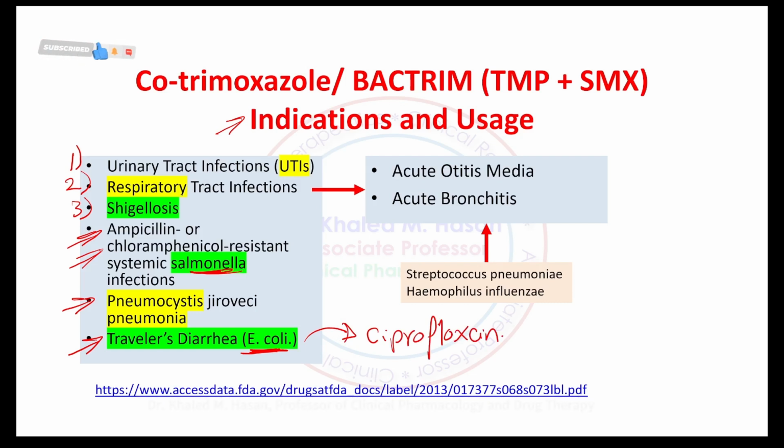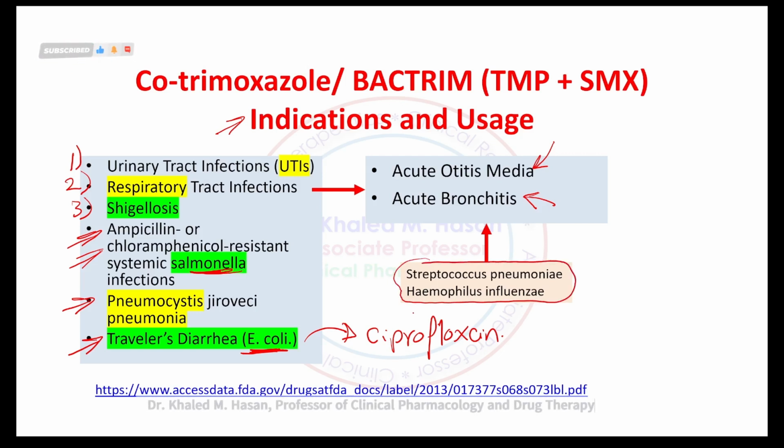Speaking about respiratory tract infection, we have two types of medical cases: acute otitis media and acute bronchitis. Normally they are caused by Streptococcus pneumoniae or Haemophilus influenzae. If you go to the antibacterial spectrum, you can see that Bactrim covers this type of bacteria. Therefore, we use Bactrim for acute otitis media and acute bronchitis in clinical practice.